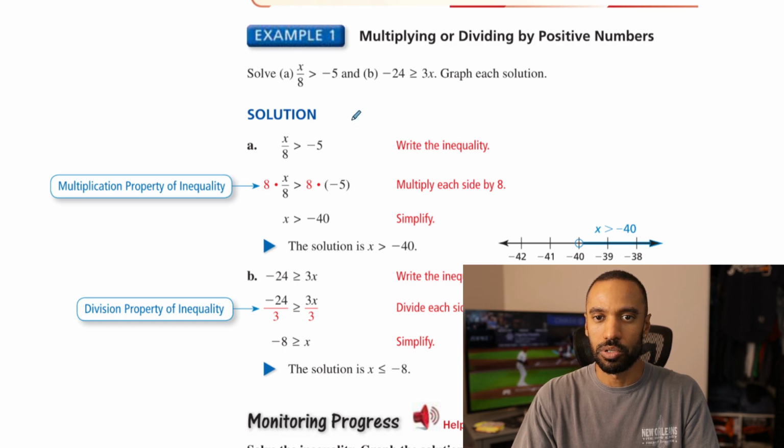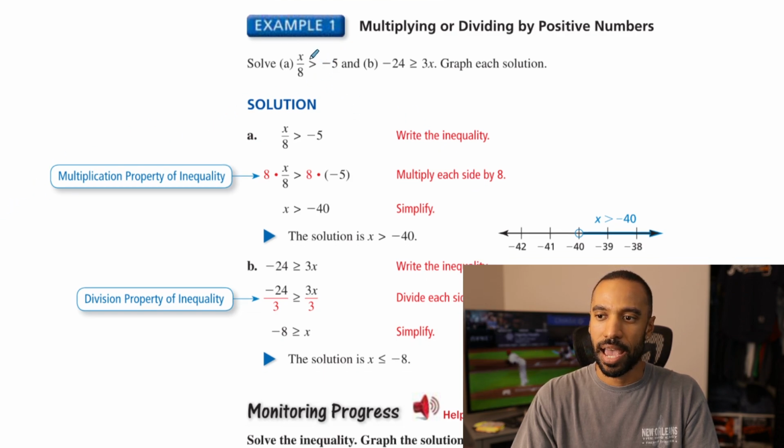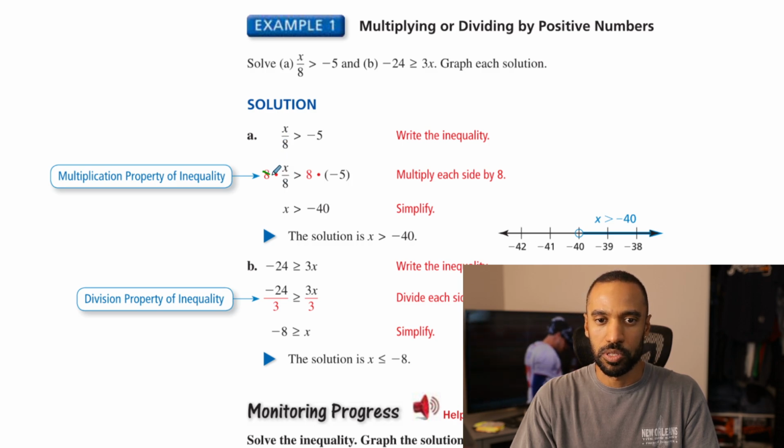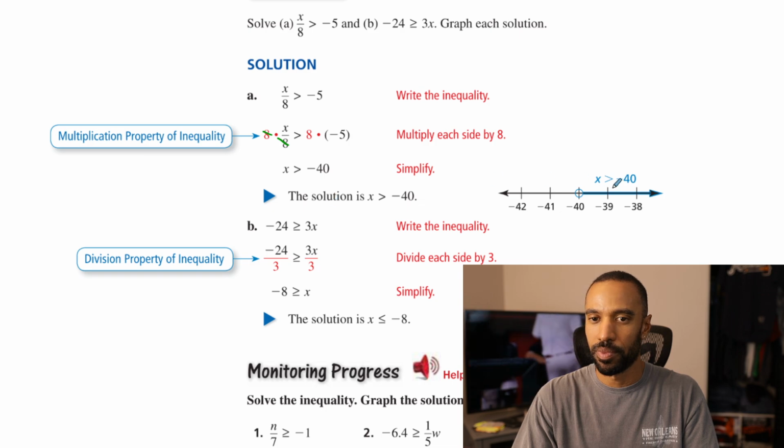Now, our solving is no different from what we've seen in the past. X over 8 is greater than negative 5. That's division. So they're going to multiply both sides by 8 to solve for it. And this was greater than before, it's still greater than after. X is greater than 8 times negative 5, which is negative 40. There's the graph on the number line, open circle, graph to the right.